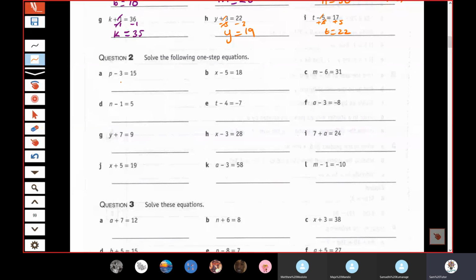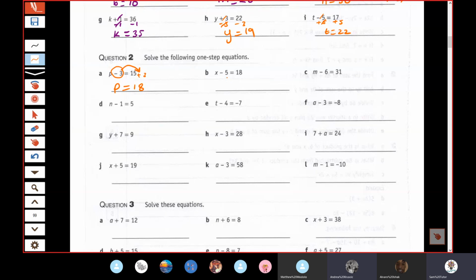Alvaro, can you tell me what to do with question 2A? Okay, so the thing I find easier is take the 3 and put it on the end. So you definitely find that easier. Yep, perfect. And so the answer would be 15 plus 3, which is 18. Good job.